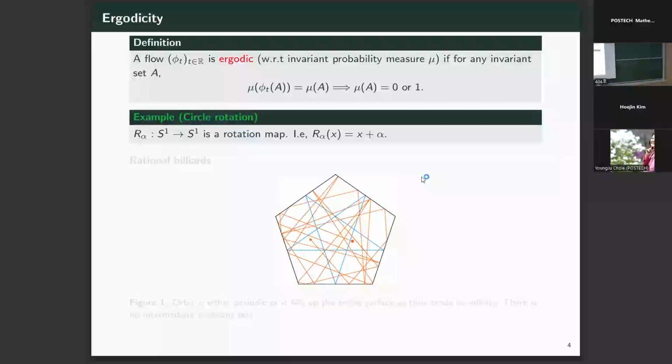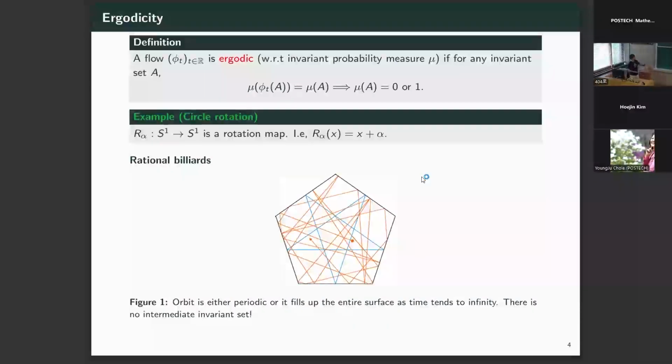Another example is a rational billiard. In two dimensions, we can also consider a similar setting. We can see the orbit trajectories are either periodic, that is the blue one, or the orange one, whose orbit is actually dense. So this is also an example of an ergodic system.